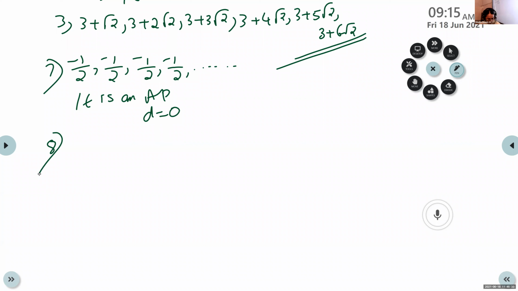Next one: root a, a square, a cube, a square, a cube, a raised to 4, etc.